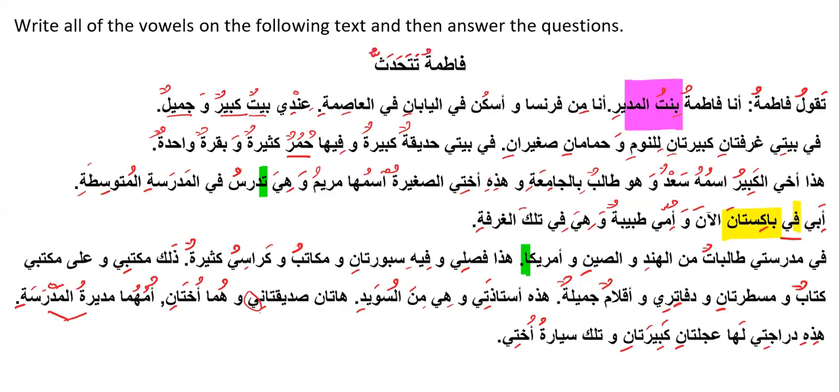So bintul mudir will be one. Anyone give me another one? Sayyaratu ukhti. Another one? Mudiratul madrasati is also mudaf mudaf ilayh. And then we have all these ones, sadiqatani. We're talking about clear ones. Yeah, we'll ignore them for now. We want the ones that we can actually see the rule. That's probably it.